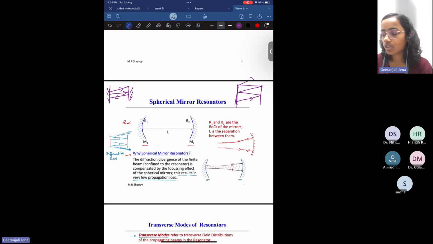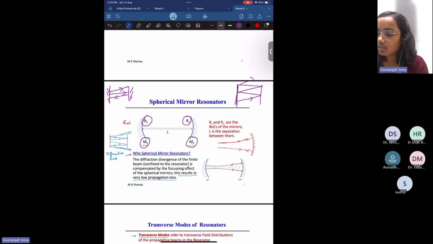So that's why we use a spherical mirror resonator to compensate for the diffraction loss, which is suffered in the plane mirror resonator. If you see the spherical mirror resonator, similar to the plane mirror, we have two spherical mirrors, M1 and M2, that are separated by a distance L, and M1, M2 have radii of curvature R1 and R2.